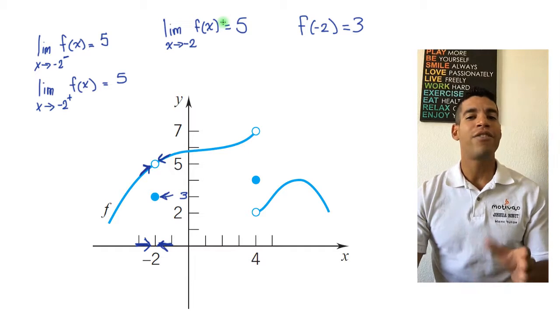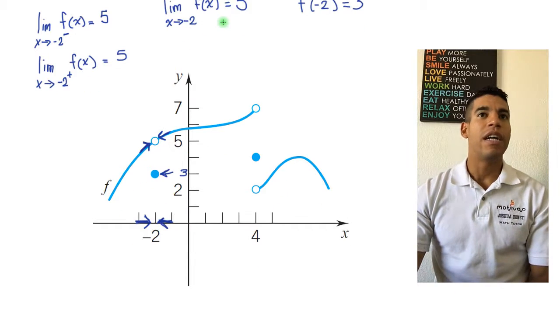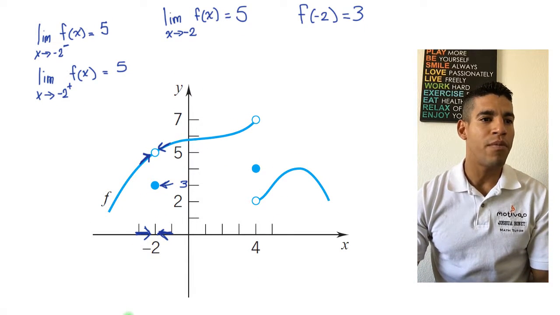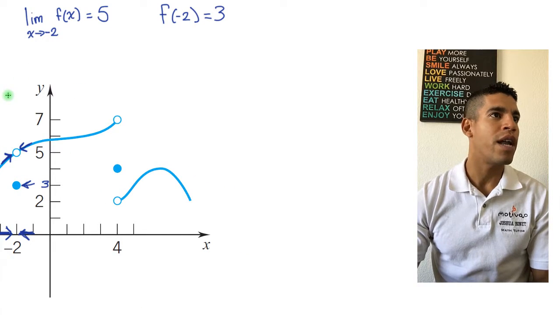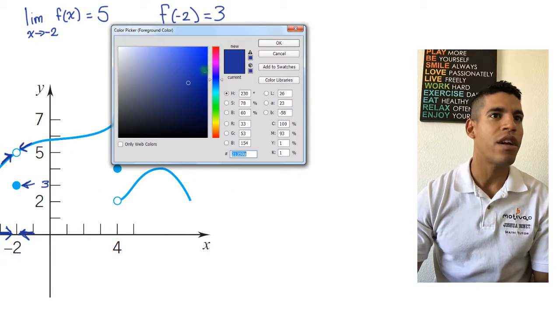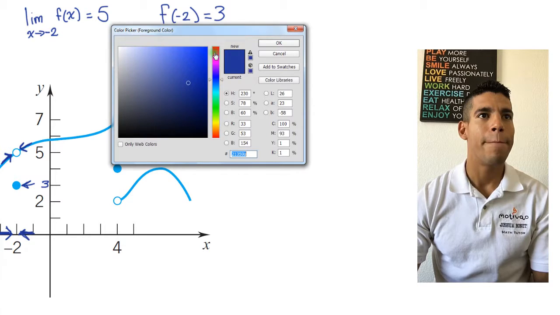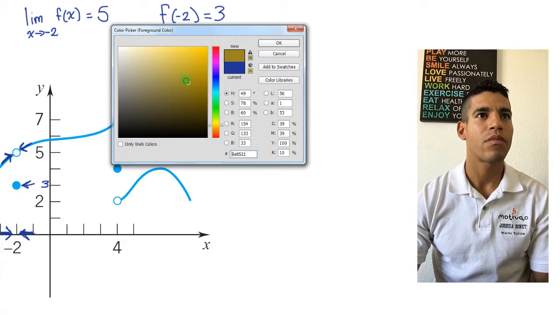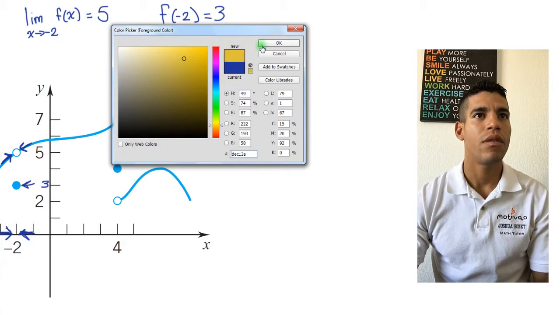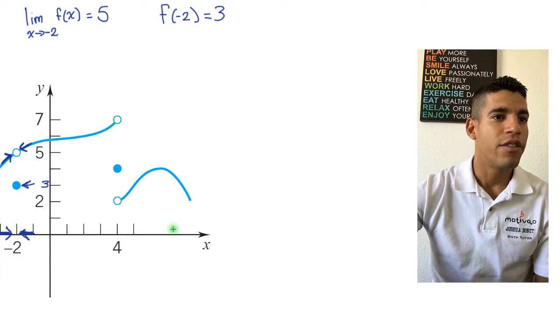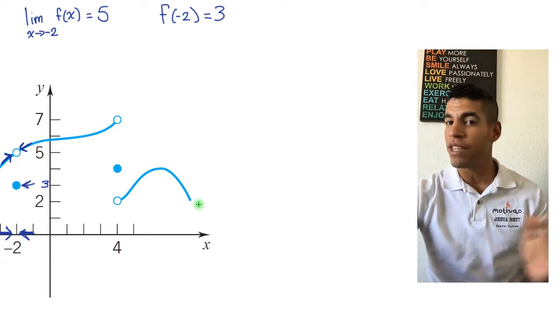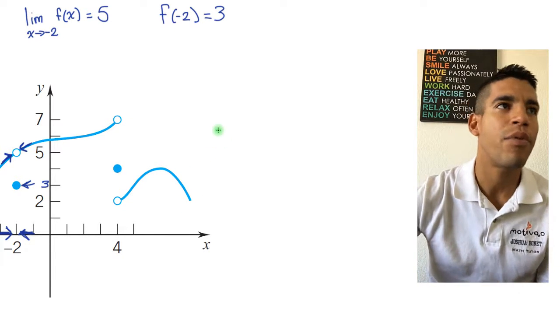Okay, now let's look at 4. Let me move my cursor to the right a little bit, and let's just change the color a little bit. Gold. Okay, so now let's do the same procedure that we just did, but for when x approaches 4.